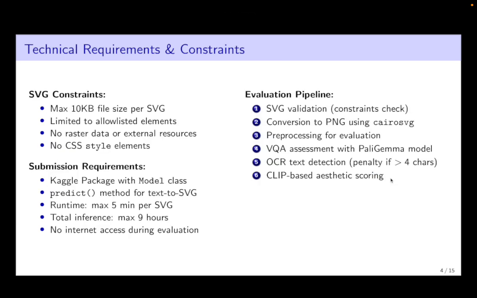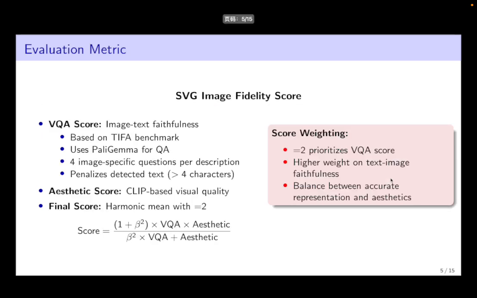To succeed in this competition, we had to adhere to several specific technical requirements and constraints. For example, the SVG constraints and submission requirements. And the most important thing is the evaluation pipeline. The pipeline itself involves multiple steps, including validation, conversion to PNG, VQA assessment, OCR checks, and aesthetic scoring.